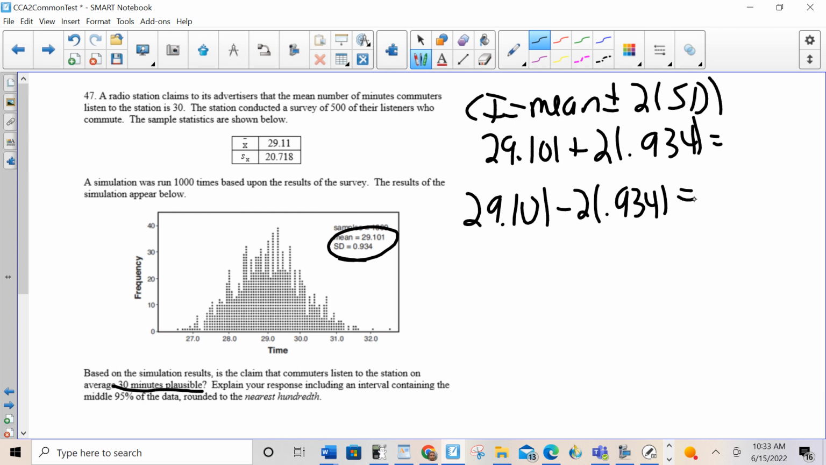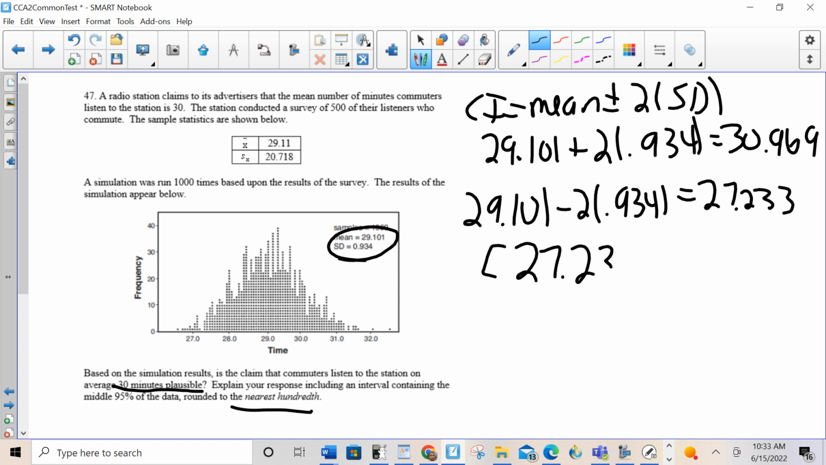I've got 27.233. I've got 30.969. Often you'll have to round the confidence interval. Not always, but often it tells me to. Later on in the question, explain your response using an interval containing the middle 95% of the data. That's the confidence interval it's talking about, to the nearest hundredth. So yes, it asked me to round. It's always the smaller number, comma, the larger number.